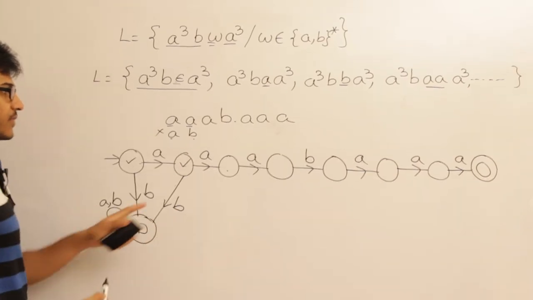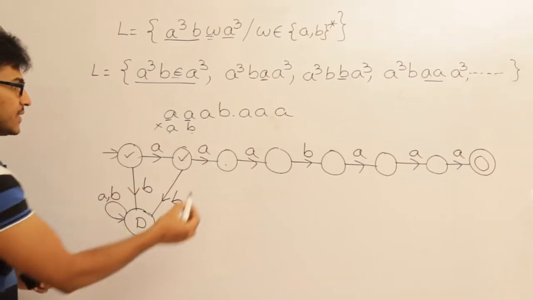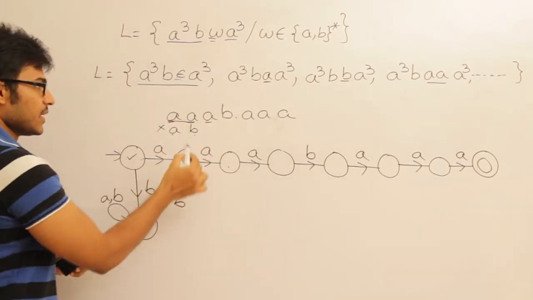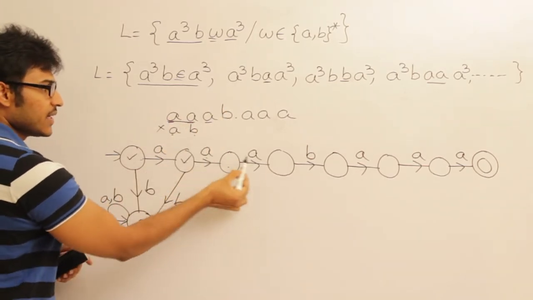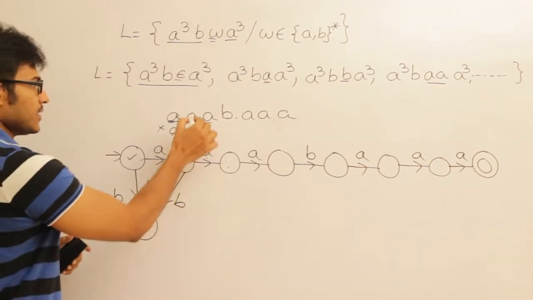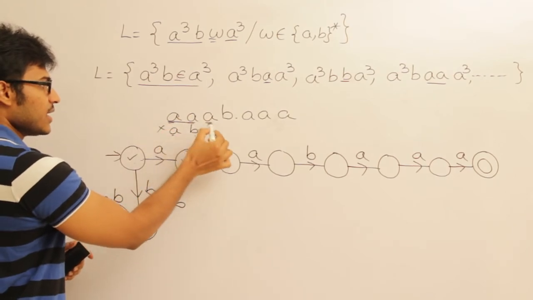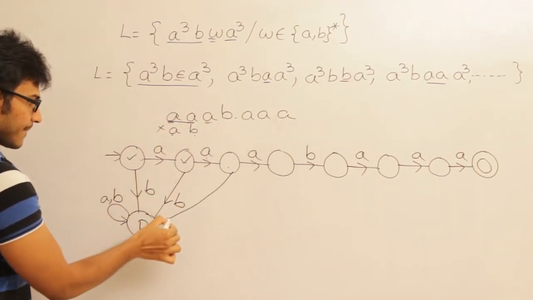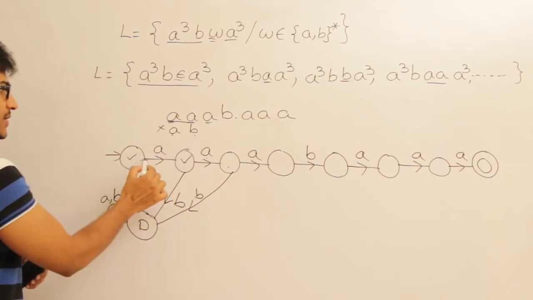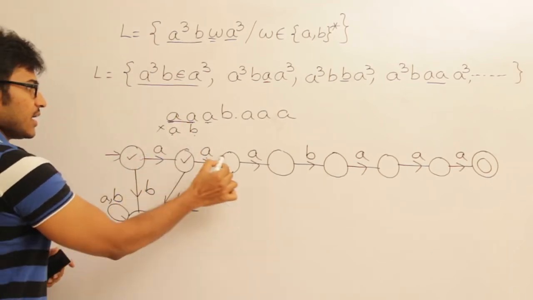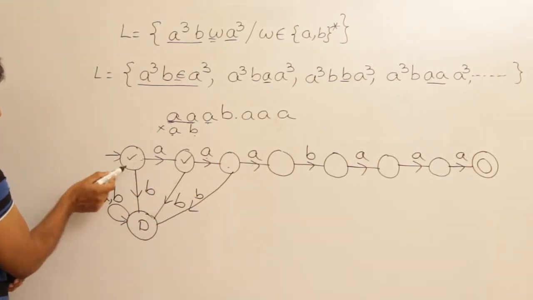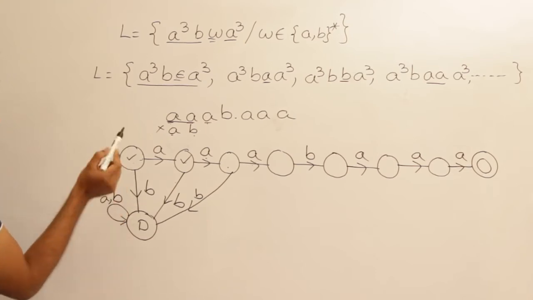What about this one? We have shown on a. See, this state has seen two a's and it is waiting for the third a. Now if it sees any b, it is nothing but the string is starting with aab. Therefore if it sees any b, we have to kill it, which means if the string is going to start with aab, we are killing it.